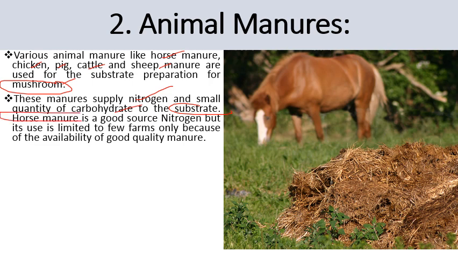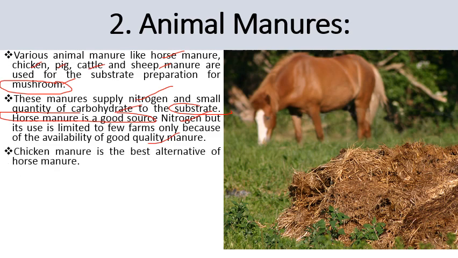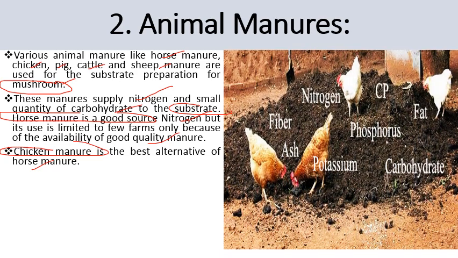Horse manure is a good source of nitrogen, but its use is limited to few farms only because of the availability of good quality manure. So horse manure has a good quantity of nitrogen present, but its availability is very low, so it is not that frequently used. Then chicken manure is the best alternative for horse manure.